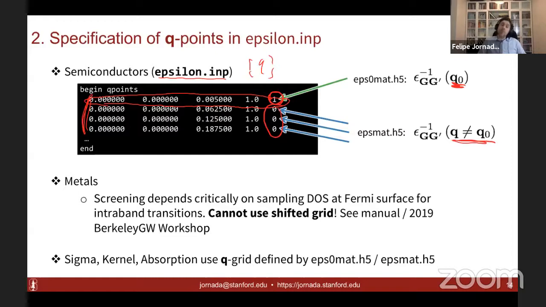In this workshop, we'll be dealing with semiconductors, for which this particular trick works, but I want to emphasize that if you have a metal with a finite density of states at the Fermi energy, then this trick doesn't work, and you cannot use this sort of shifted grid. So I urge you to look at the manual or the full workshop that we had in 2019 to see how to deal with metals instead of semiconductors.